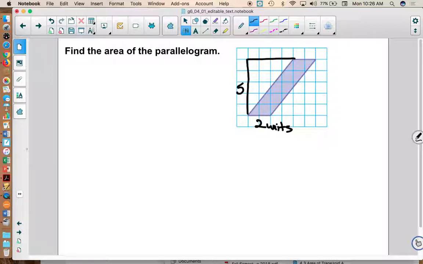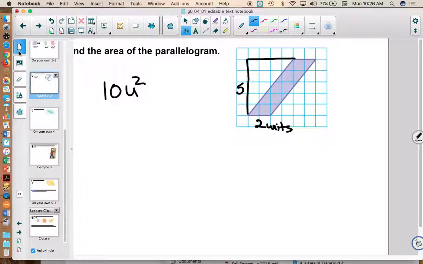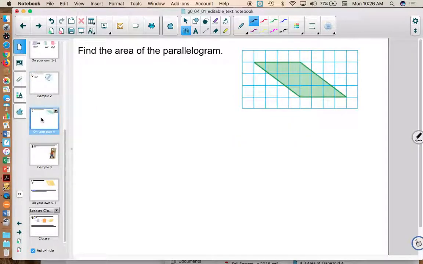So what's the area of that parallelogram? What's its area? Roper? 10 units squared. Okay? I don't know what kind of units they are, and it doesn't matter. It's just the fact it's 10 units, okay? Okay, do this one on your own. Everybody do this one on their own.